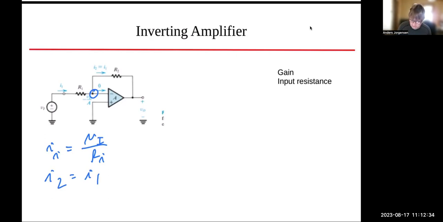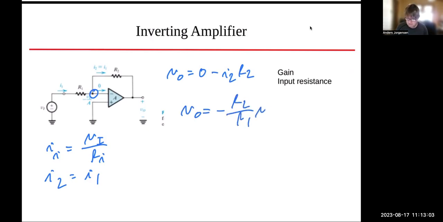And then with Ohm's law, well, we used ohms to get I1. We can use Ohm's law with I2 to get VO. VO is then equal to 0 minus I2 times R2, 0 being the voltage at the left-hand side of R2. And when we put these together, we get VO is equal to minus R2 over R1 times VI like this. Okay, so that's the gain.